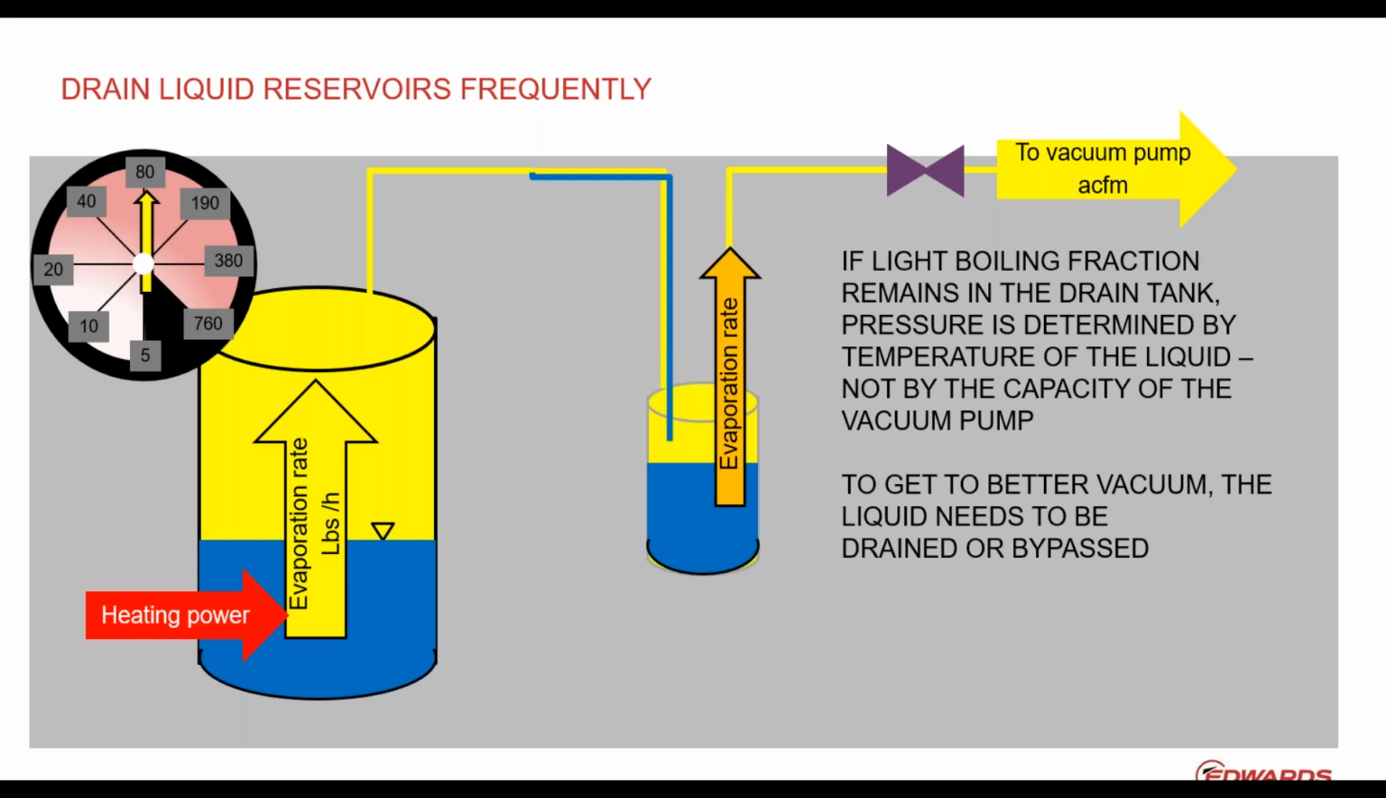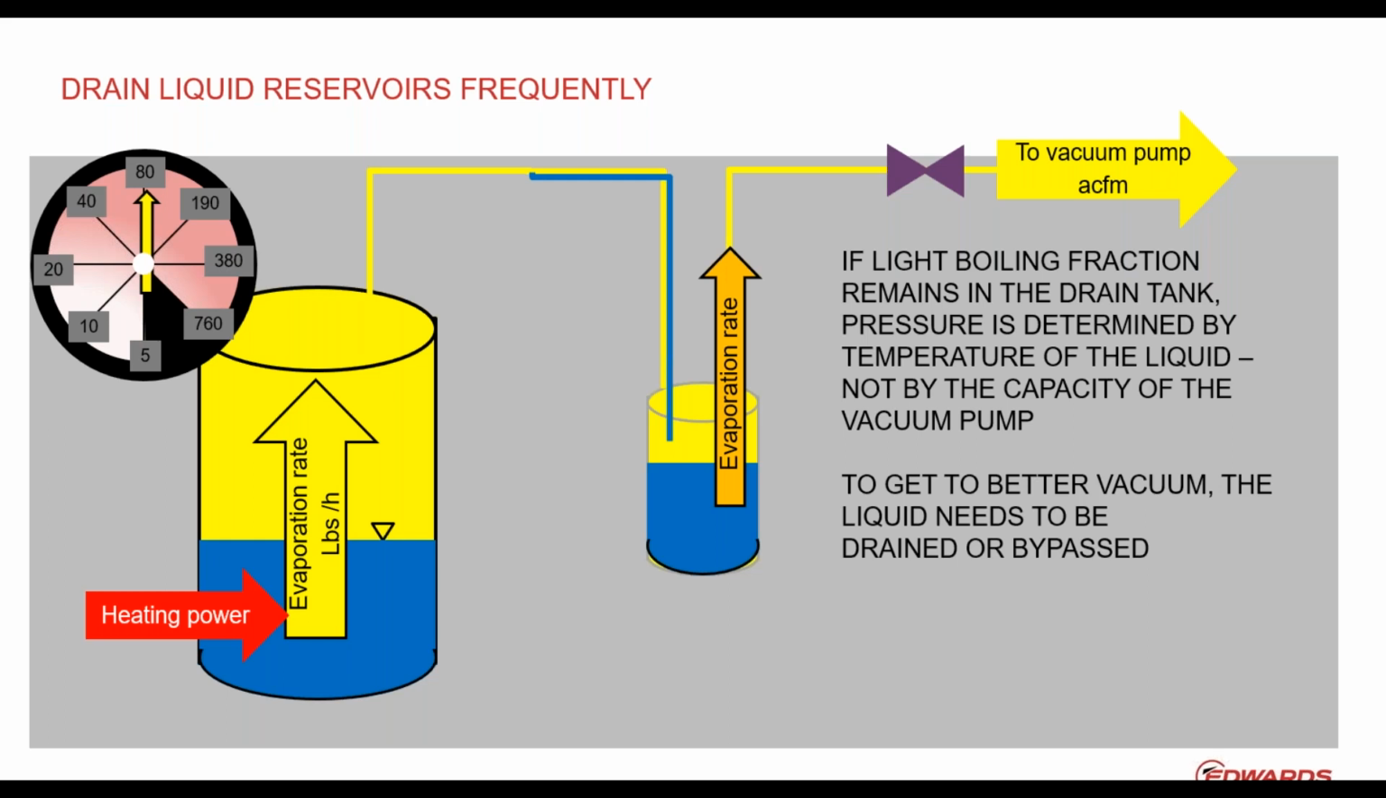That's the light boiling fraction, and since that liquid has a temperature, that temperature determines the pressure above the liquid in the vapor. So what your vacuum pump is doing is re-evaporating your light boiling fraction. And the best pressure that this vacuum pump can accomplish is the vapor pressure of your light boiling fraction in the drain tank. Now, your control system is sitting on the reactor, and rightly so, and demands to support the evaporation rate coming out of the reactor.